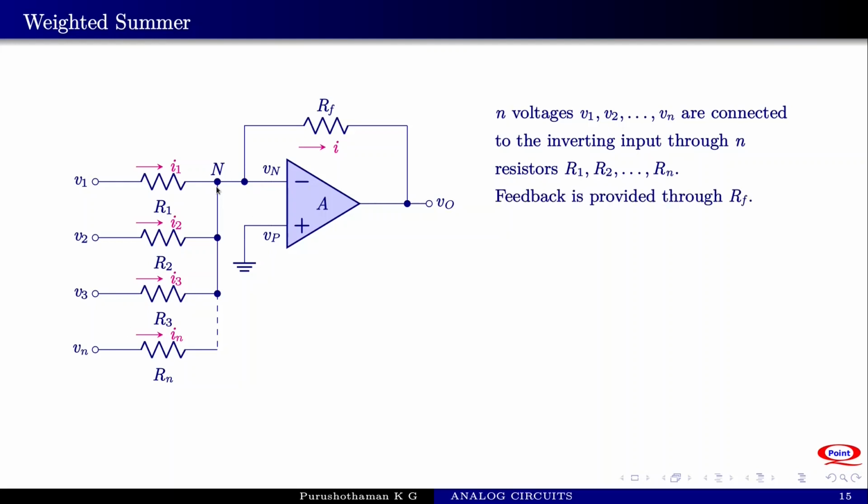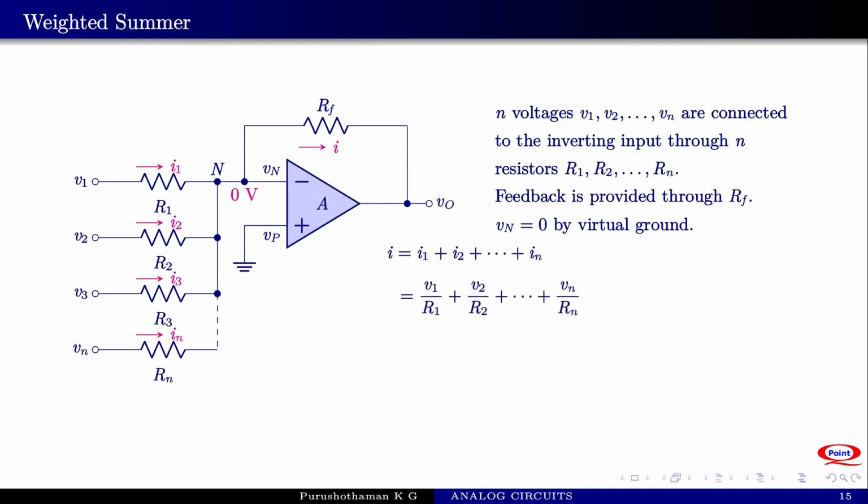Since this point is at virtual ground, we can calculate the current I1 as V1 by R1, I2 as V2 by R2, and since this point is a ground point, you can add all these currents to become the current I. So this point is called a summing point for the currents. So I is equal to I1 plus I2 plus etc. plus In, which is equal to V1 by R1 plus V2 by R2 plus etc. plus Vn by Rn.